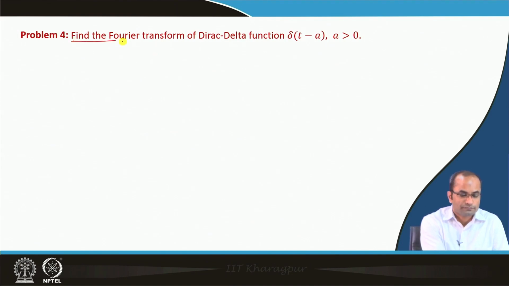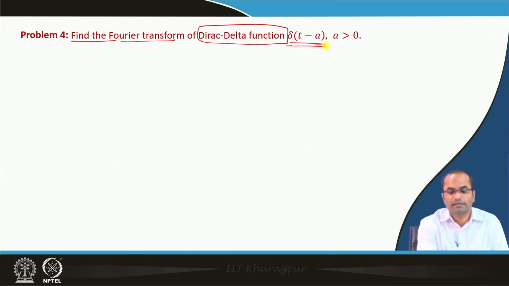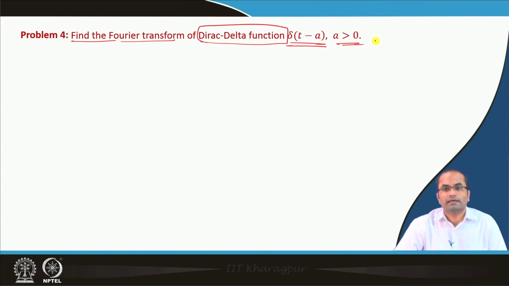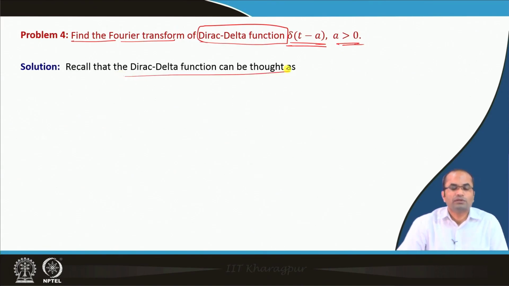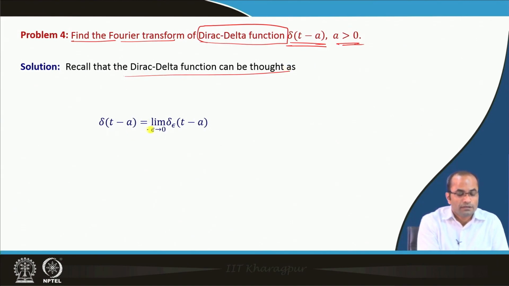Now, we will compute the Fourier transform of the Dirac delta function delta(t - a), where we take a again positive. So, recall that there are various ways to define this Dirac delta function, and the simplest way of imagining this Dirac delta function is as a rectangular pulse in the limiting situation.